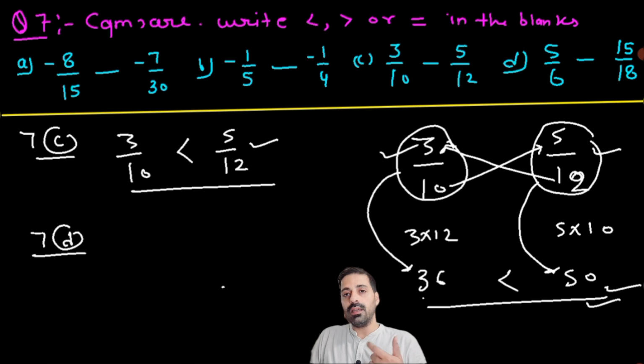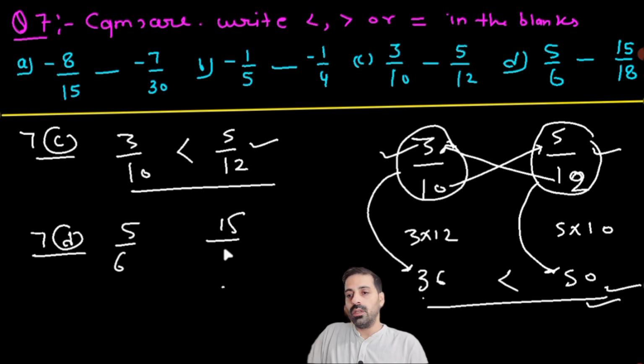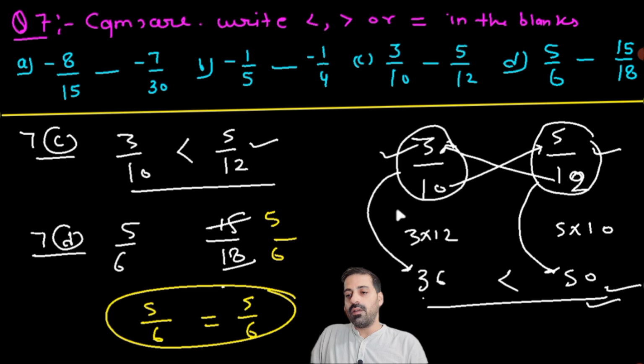I give you all the types of methods to solve these kinds of problems. So 5 upon 6 and 15 upon 18. Again I'll take the common factor here, beta. 3 5s and 3 6s. So we have 5 upon 6 and we have 5 upon 6. So they are equal to each other. So you can apply the equal sign here.